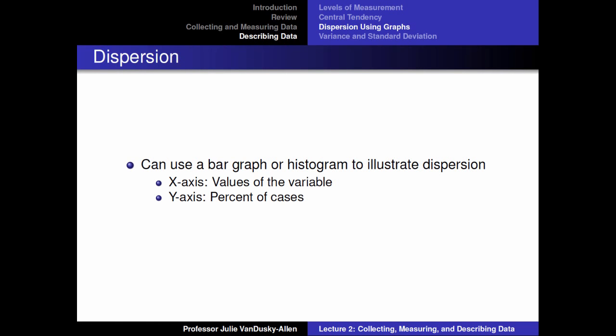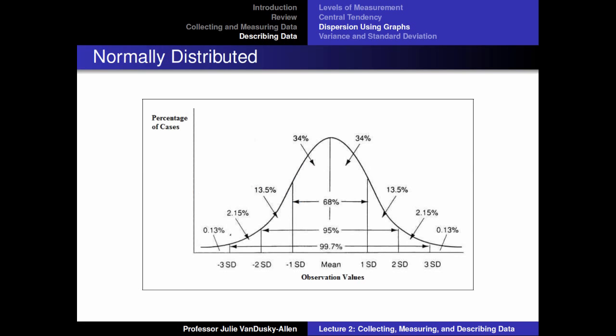One way to illustrate the dispersion of your variable is a bar graph or a histogram. In each type of graph, on the x-axis, you place the values, or range of values if you're making a histogram, for your variable, and on the y-axis, you indicate the percentage of observations that take on those values. Here is an example of a histogram. The range of values are on the x-axis, and the percentage of observations that take on those values in the dataset are located on the y-axis.